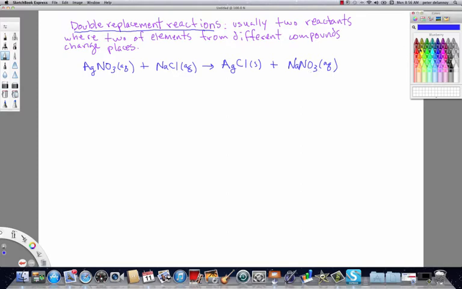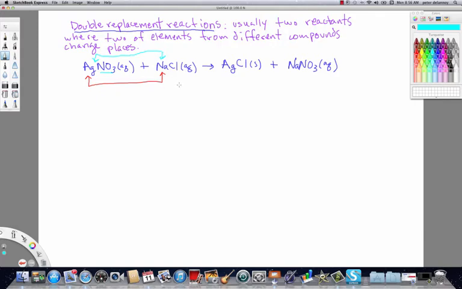All right, and what you can see here when you inspect this, the reason it's called a double replacement is because this cation here changed places with this cation. The sodium came over here and combined with the nitrate. The silver came over here and combined with the chloride. That's why it's called a double replacement. In another way of thinking, these two metal cations changed dance partners.